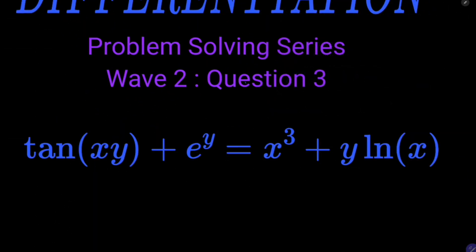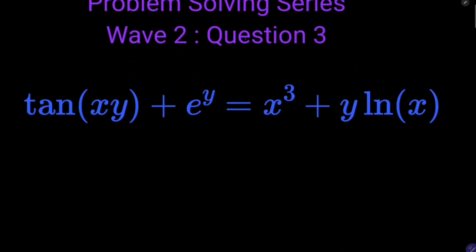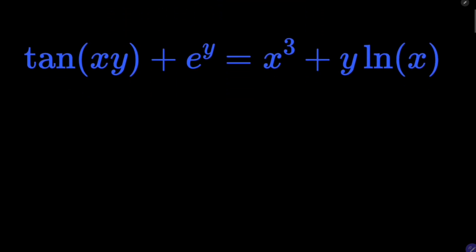To find dy/dx, given that tan(xy) plus e^y equals x cubed plus y ln x. The first thing we need to do in this case is to recall the different steps or procedures we need to follow in order to apply implicit differentiation on this question. So what was our first step?